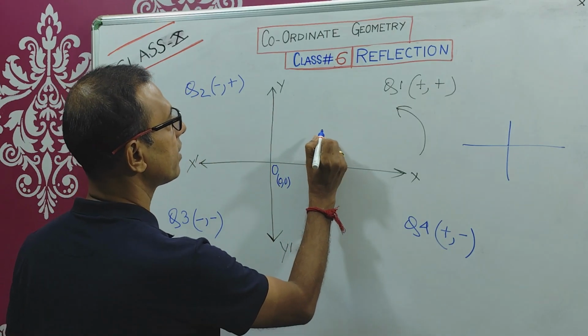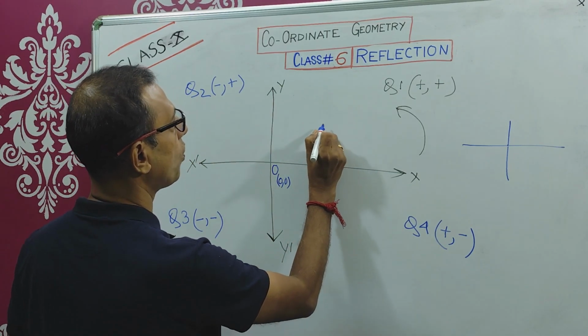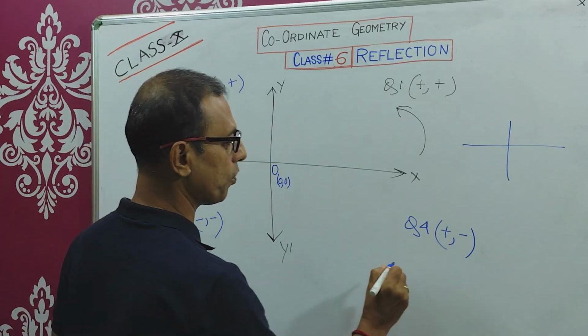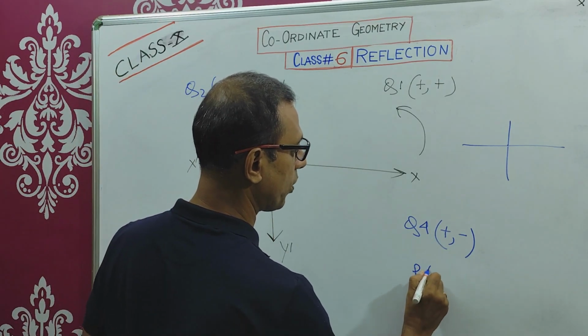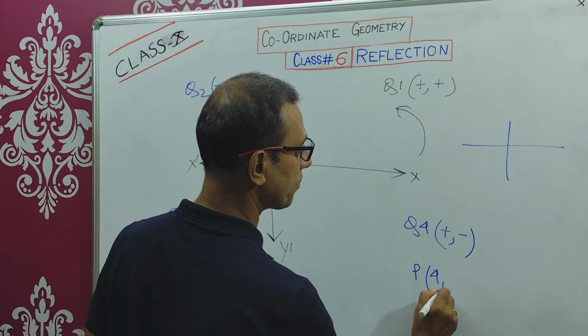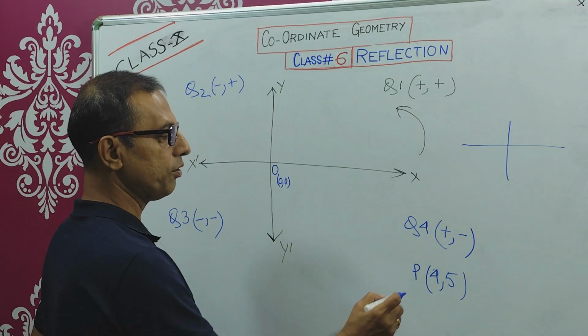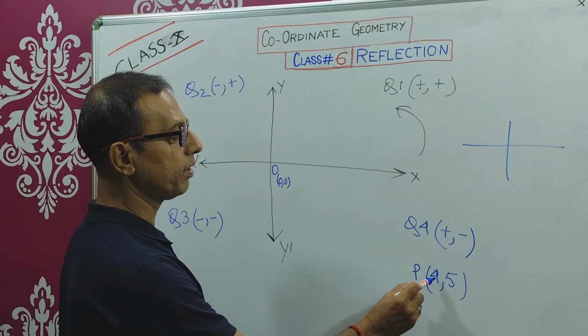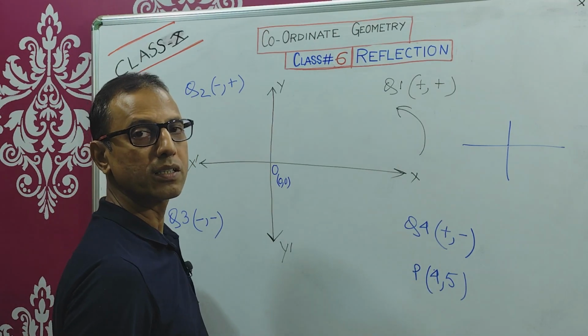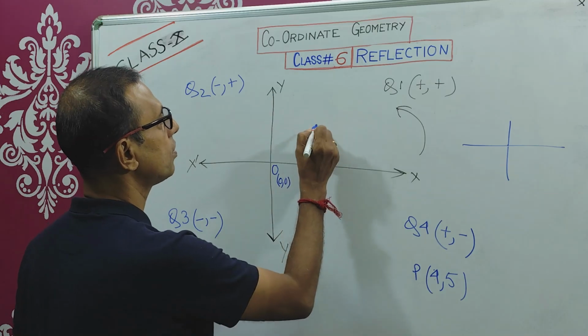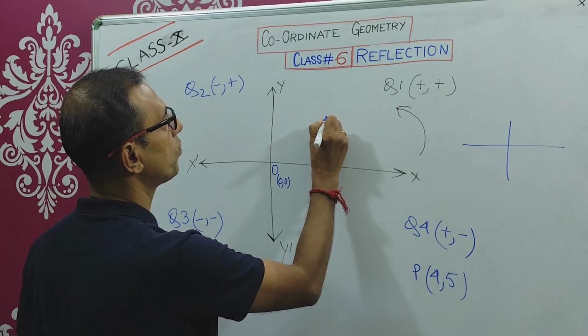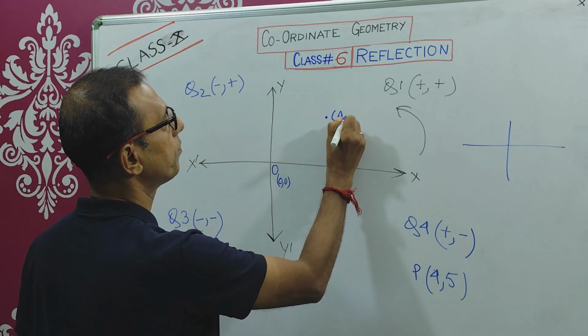Let's say there is a point P whose coordinate is 4, 5. In which quadrant will it be? It will be in the first quadrant, because both x and y signs are positive. So let's say this is the point 4, 5.